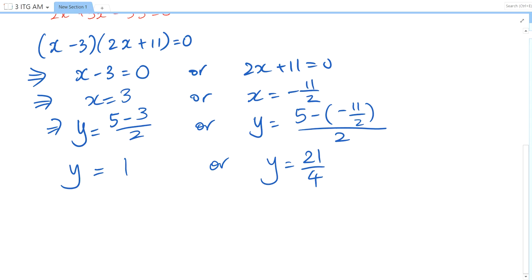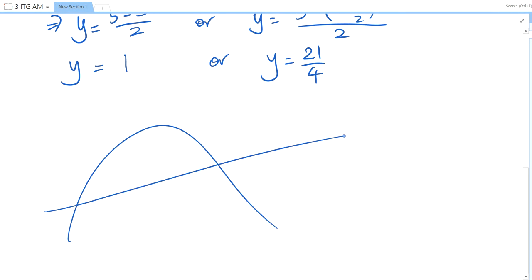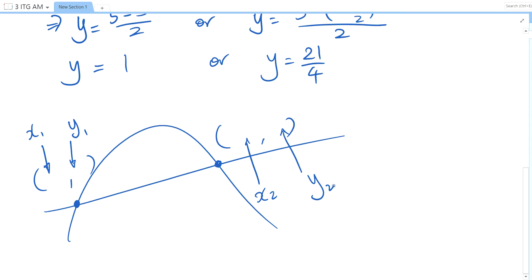Whenever you have a graph intersecting with a line, these two points have coordinates, and these will be the solution. This is the x1 value. This is the y1 value. This will be our x2 value. This will be our y2 value. So the x has a corresponding y. Listen carefully. The x value has a corresponding y value.